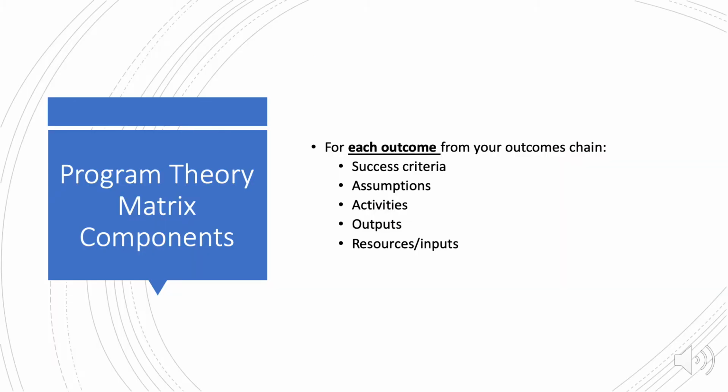So your program theory matrix has success criteria, assumptions, activities, outputs, and resources for each outcome in your outcomes chain. That's really the key thing, that we have to cover all of the outcomes in your outcomes chain in this matrix.